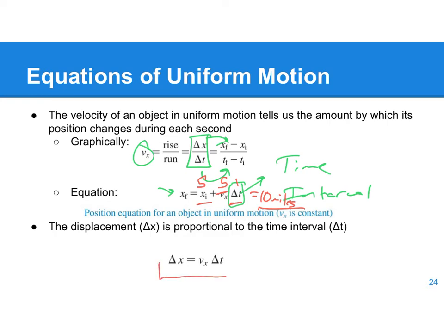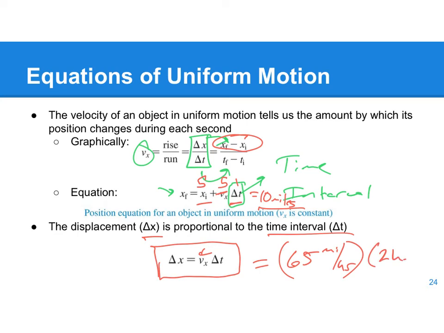Now, this is the displacement. And this we can get from the area under the curve, or we can just say that the displacement, delta x, is proportional to the time interval. So what if I don't break down xf and xi? Here's my question. I'm going 65 miles an hour, that's my velocity, for 2 hours. That's my time. How far away am I? Well, I am 130 miles away.